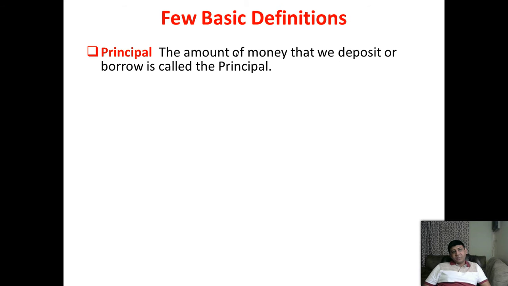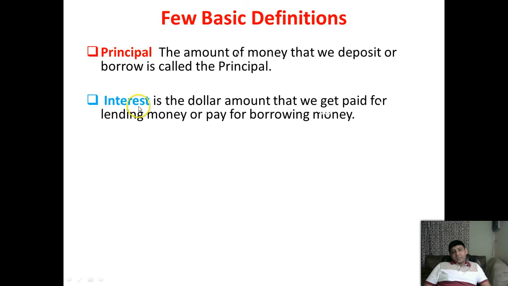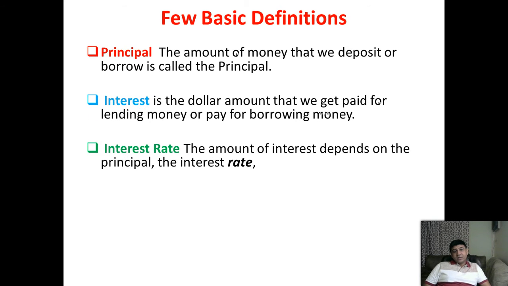Okay, so that's principal. Next thing is interest. It is the dollar amount that we get paid for lending money, or pay for borrowing money. And when we talk about interest, there is some rate, how much interest. Interest rate is the amount of interest depending upon the principal. It's called the interest rate, and it is always given in terms of percentage. So it can be 1%, 2%, 3%, 10%, whatever it is.